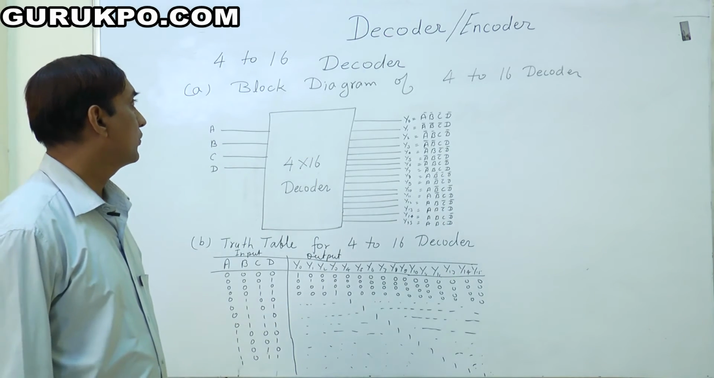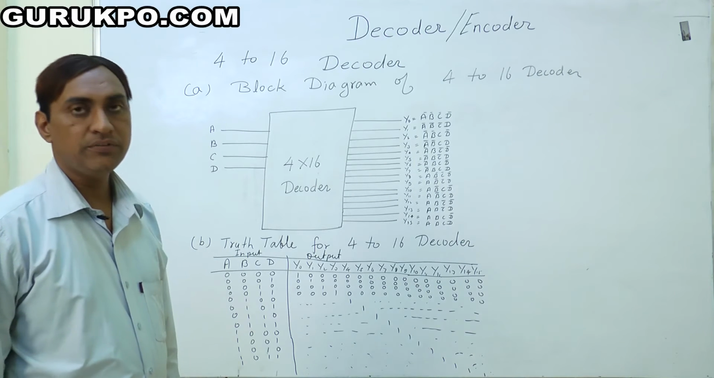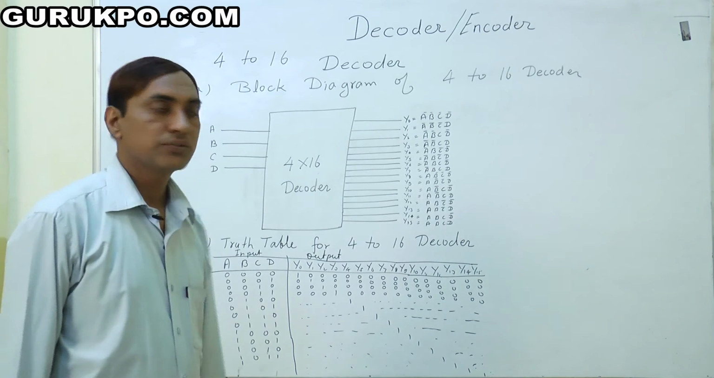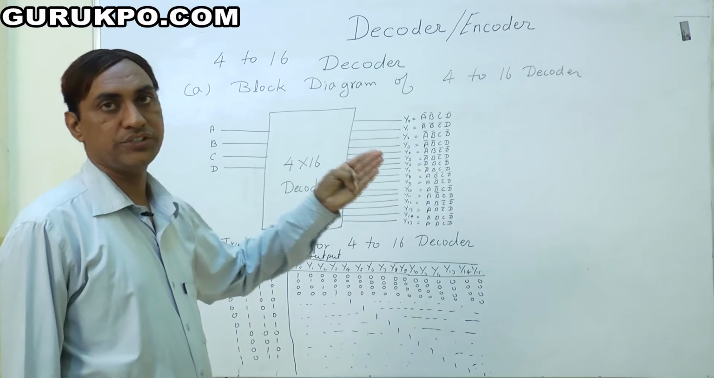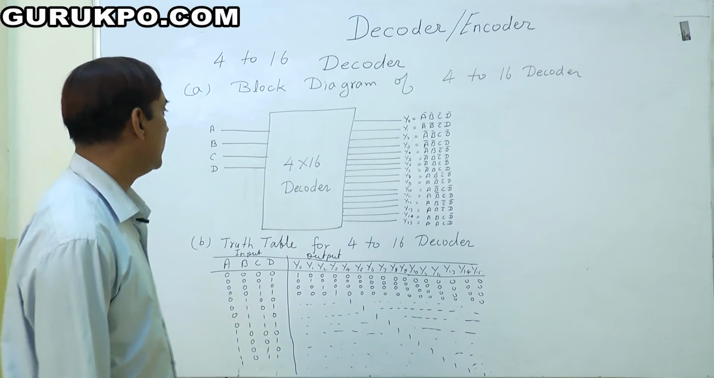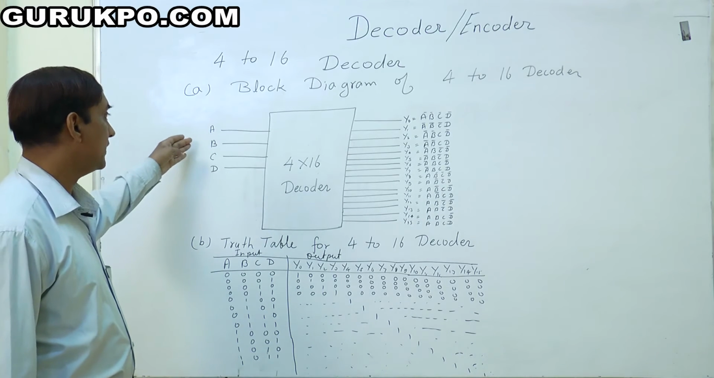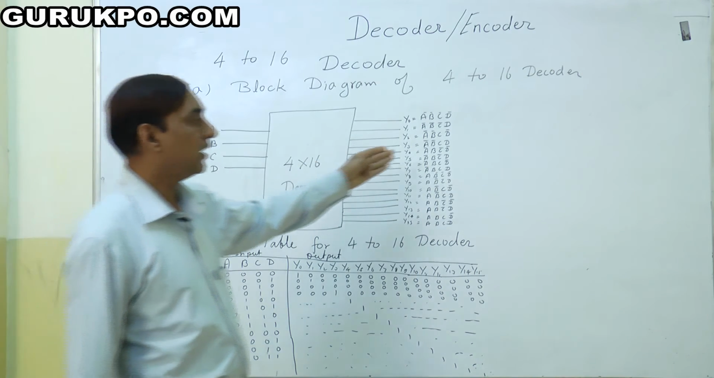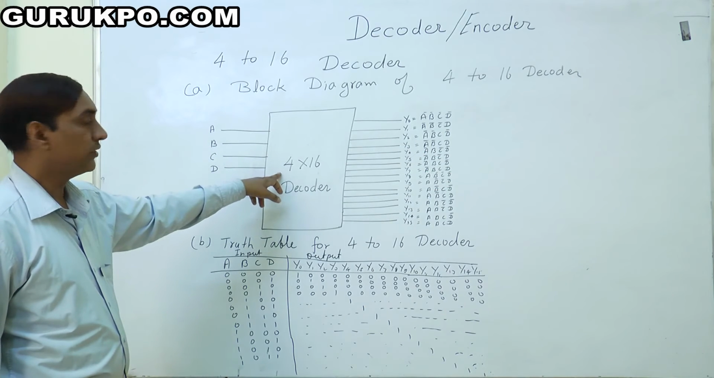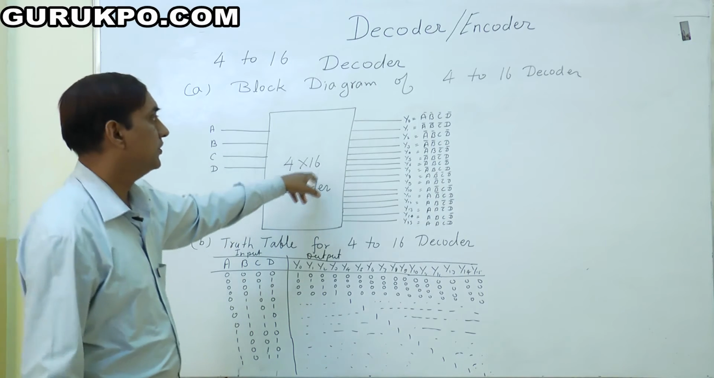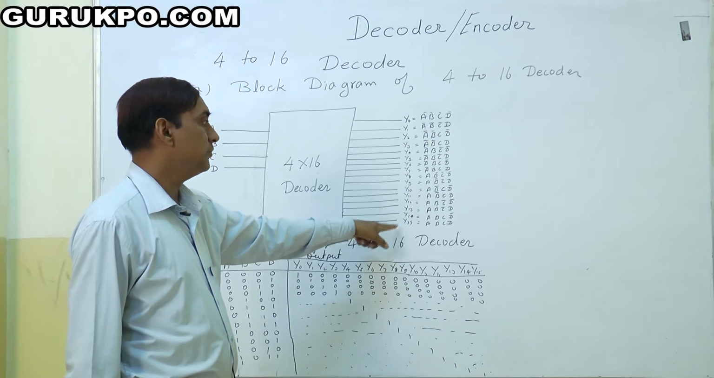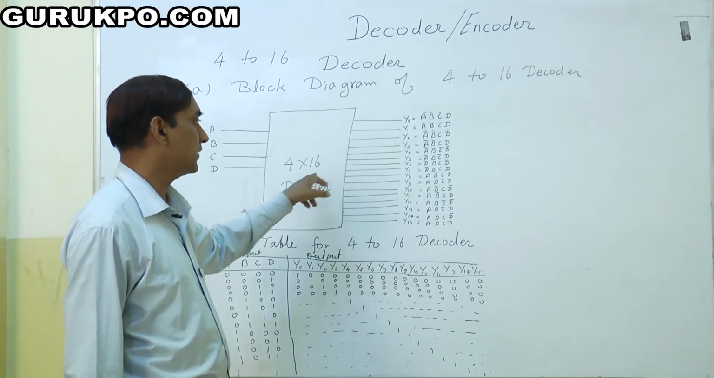Now we are talking about the 4 to 16 decoder. We take 3 steps in any decoder designing. First is the block diagram, so we use the block diagram of the 4 to 16 decoder. Number 2 is the truth table of the 4 to 16 decoder. Here we have the input lines and the output lines. We give 4 input lines, and 16 output lines, because we are showing Y0 to Y15. Since 0 is also included, the number is 16.